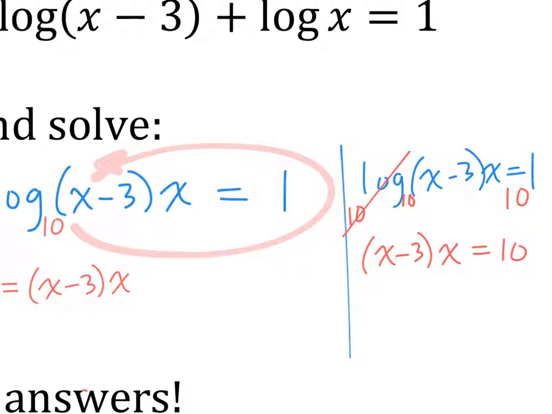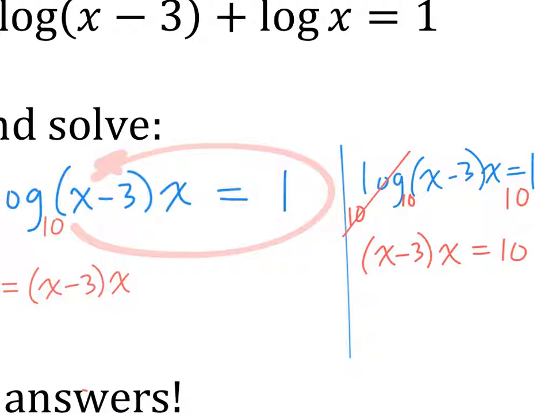Either way, both ways get you to the same equation. Again, the key is to look at the base of the log. Whatever that base is, you raise both sides by that same base. Anyways, let's solve this problem. How do I solve this problem? Looking at the right-hand side, x minus 3 times x equals 10.